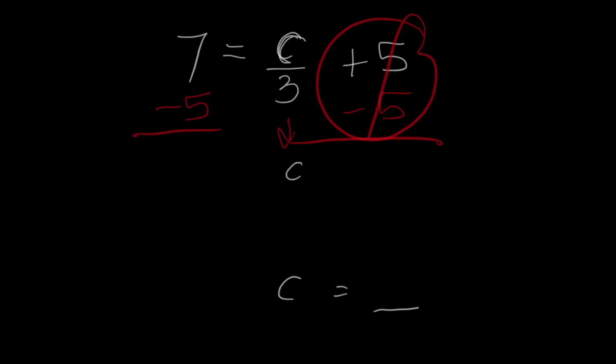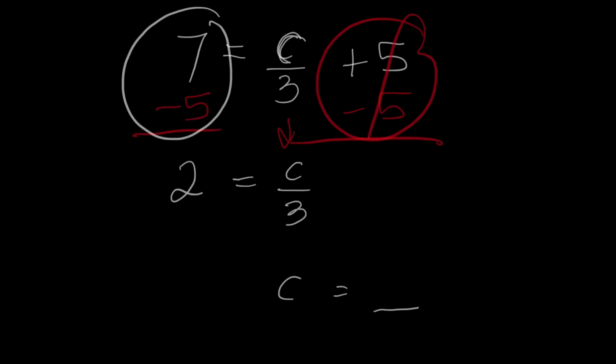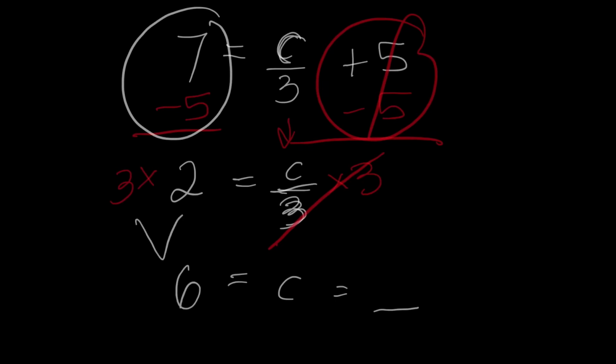We bring down the c divided by 3 on the right, and on the left, 7 take away 5. Okay, that's simple. That's equal to 2. Now, what number divided by 3 is equal to 2? You cancel the 3 by multiplying, and that gives us 1c. And when you do the exact same thing on the left side, you get 3 times 2, which is equal to 6. So we find that c is equal to 6, or in this case, 6 is equal to c, which is the same thing.